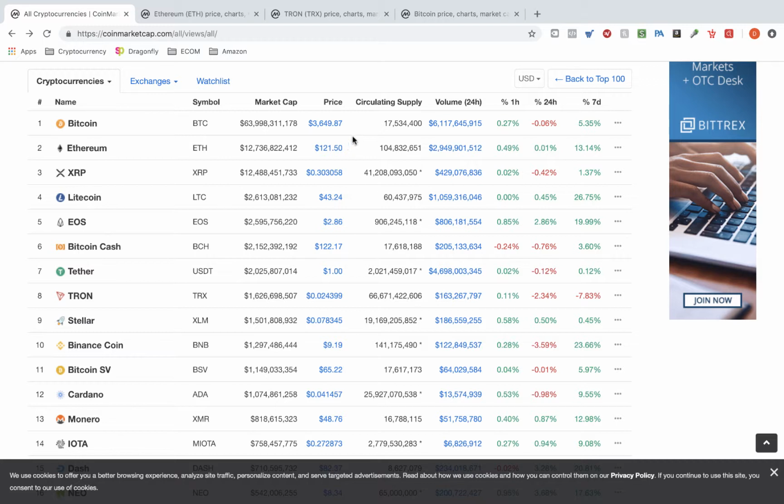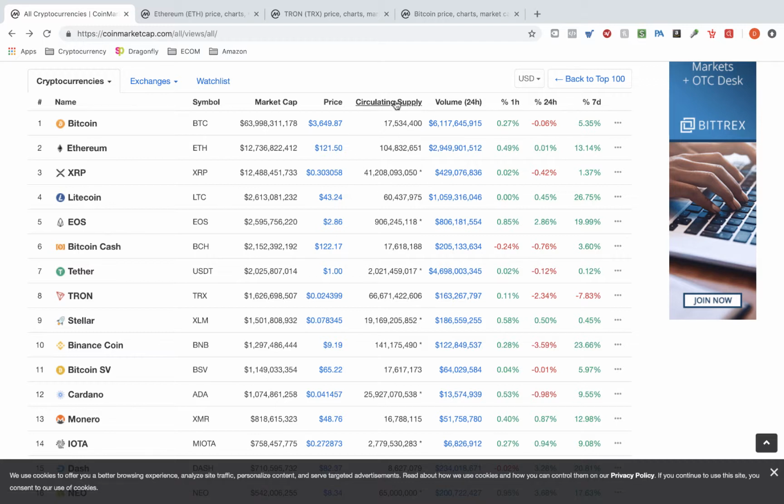First, circulating supply, which you see here. This is what's currently circulating and available for trade on the exchanges, but not including the ones in offline wallets or cold storage. So this is what's on exchanges, but doesn't include what's in offline wallets.